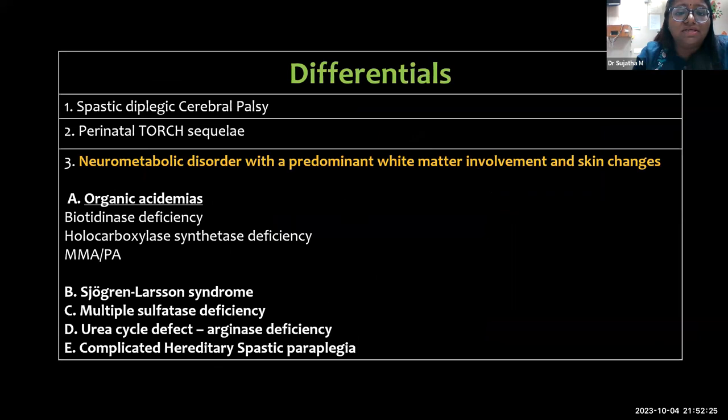At the end of the history, we kept the differentials of spastic diplegic cerebral palsy, considering the preterm onset of labor and the neonatal course, a perinatal insult sequelae, and a neurometabolic disorder with predominant white matter involvement and skin changes because of the family history. Treatable conditions like biotinidase deficiency and holocarboxylase synthetase deficiency can present with spasticity and skin changes. The second differential under the neurometabolic group was Sjögren-Larsson syndrome, multiple sulfatase deficiency, and a urea cycle defect like arginase deficiency, which can present with spasticity predominantly involving the limbs.